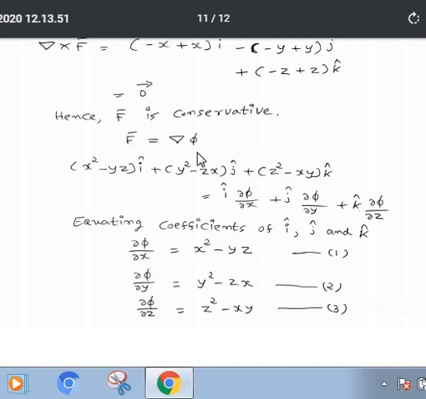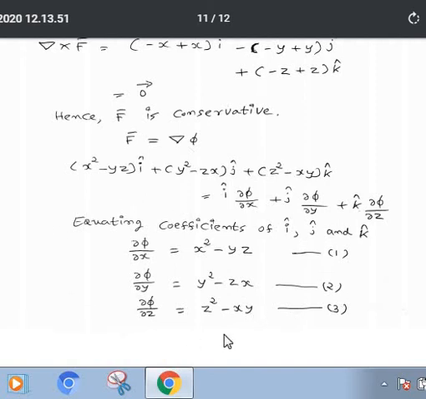If the given vector field is conservative or irrotational, then we have one important result, that is f bar equals nabla phi. And f bar is given to us, that is this vector field, and nabla phi, that is gradient phi, that is i cap del phi by del x plus j cap del phi by del y plus k cap del phi by del z. Now comparing the coefficients of i, j and k on both sides, we have del phi by del x equals x square minus yz, del phi by del y is y square minus zx, and del phi by del z is z square minus xy.